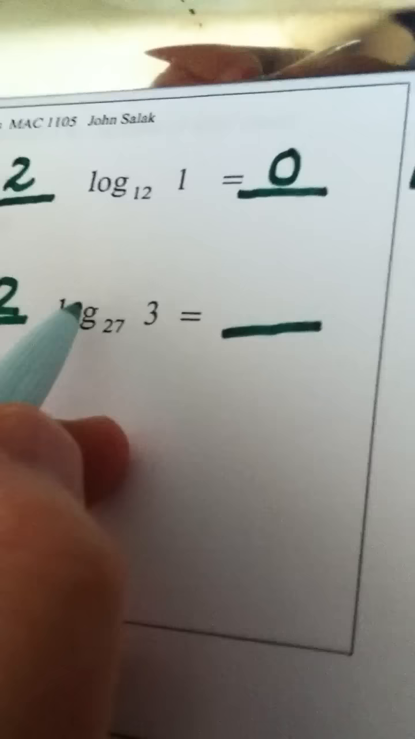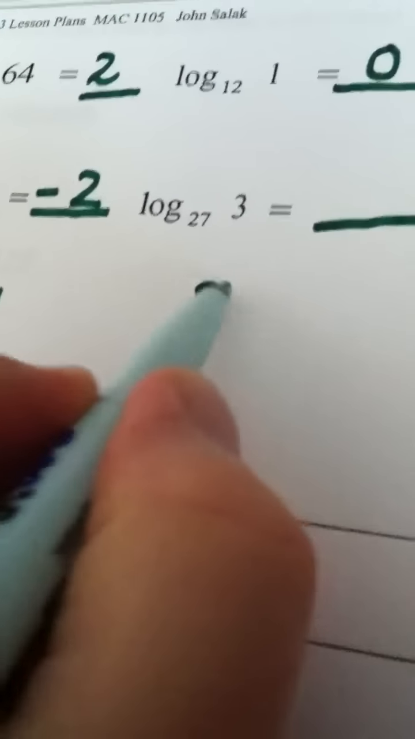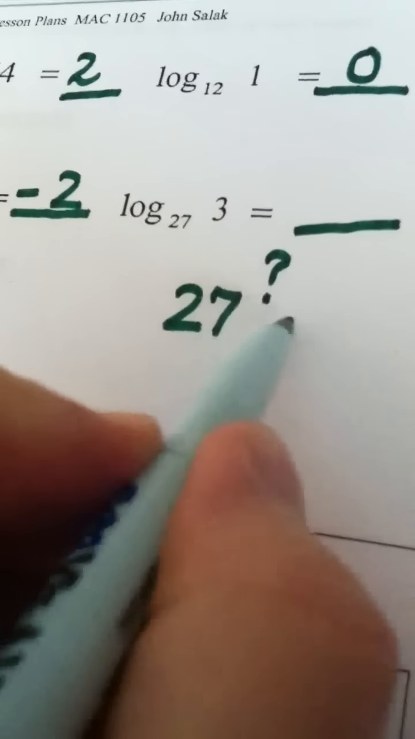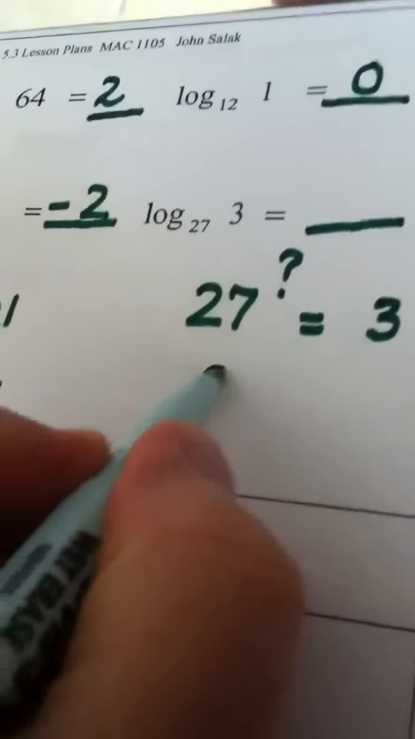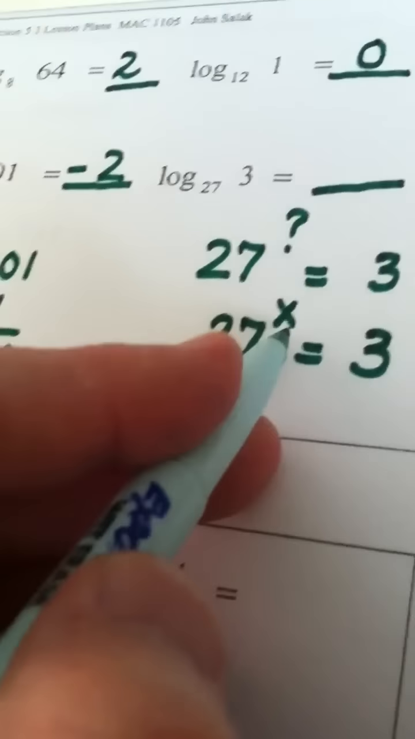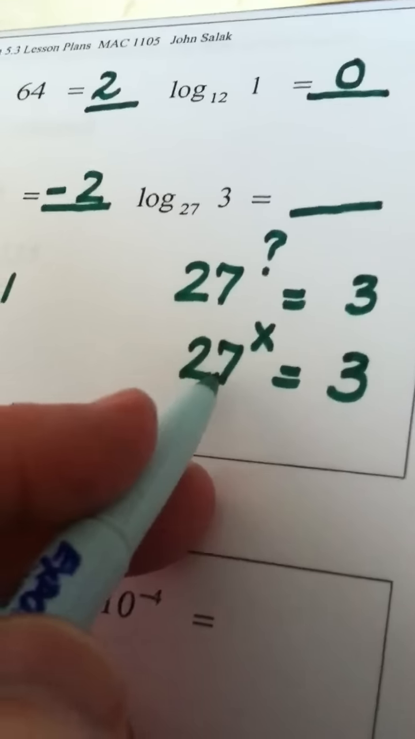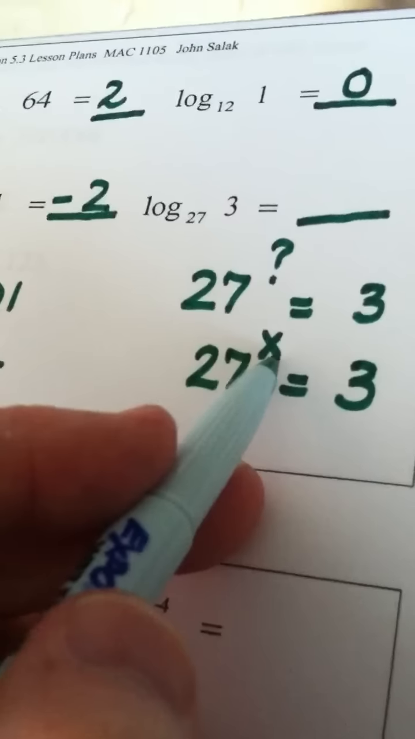Alright, and let's look over here. Log base 27 of 3 equals what? 27 to what power equals 3? Well, let me do it a little bit more formally. 27 to the x power equals 3, okay? And x is what we're looking for. I'm going to call this x. There's a cool way to do this. Some people can see it by looking. The correct answer is 1/3.